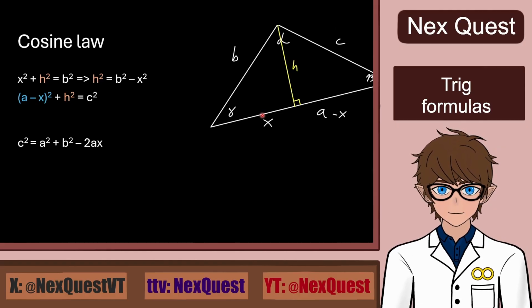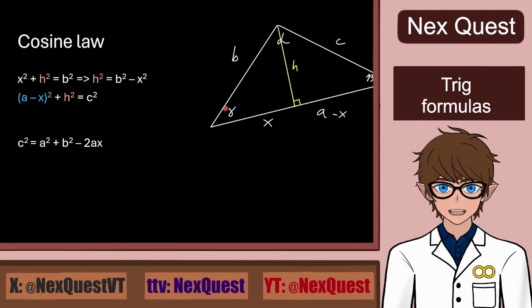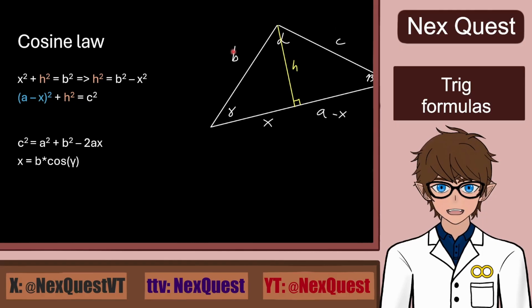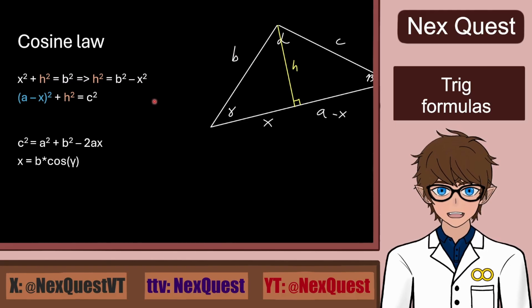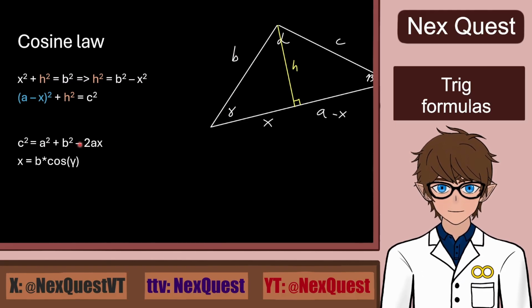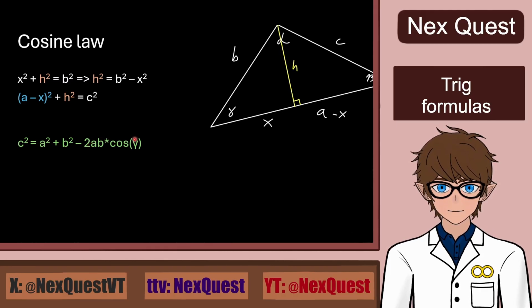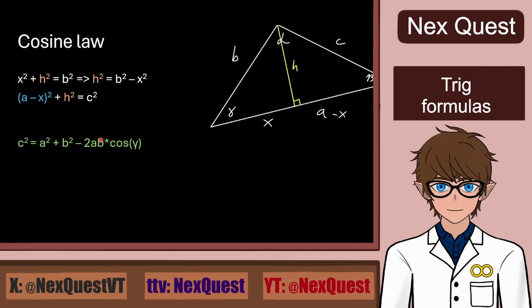For instance, a minus x gives us x, or a trigonometric function. x is cosine of gamma times b, because cosine is adjacent divided by hypotenuse. And if we use this formula for x, so b times cosine of gamma, put it in here, we get c squared equals a squared plus b squared minus 2ab times cosine of gamma. So essentially it's a Pythagorean theorem at the start, and then you subtract the correction for the angle.